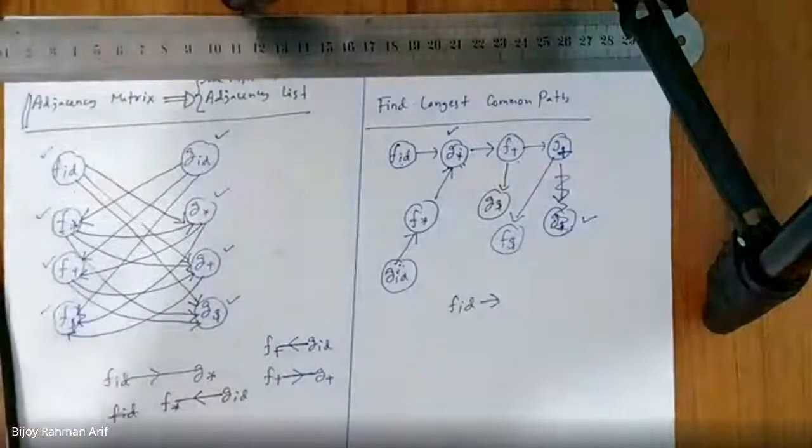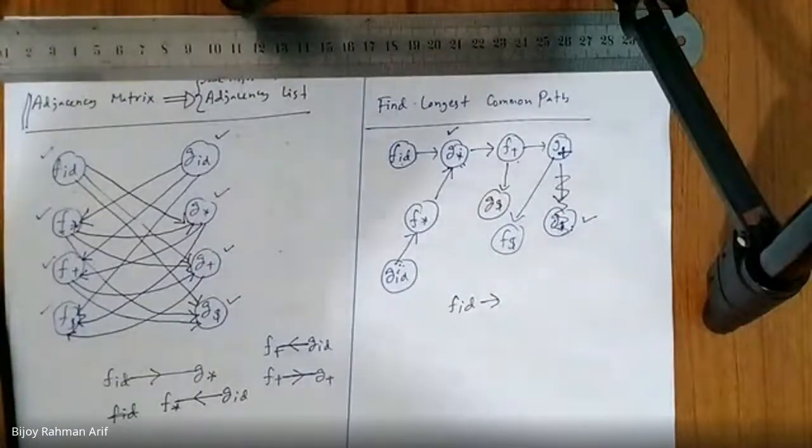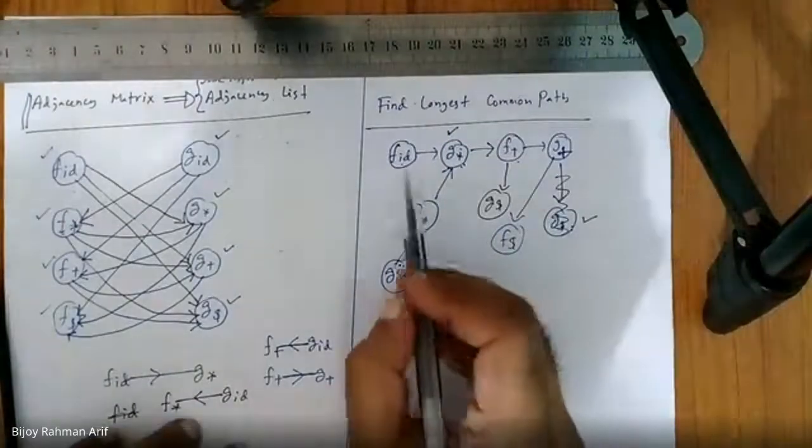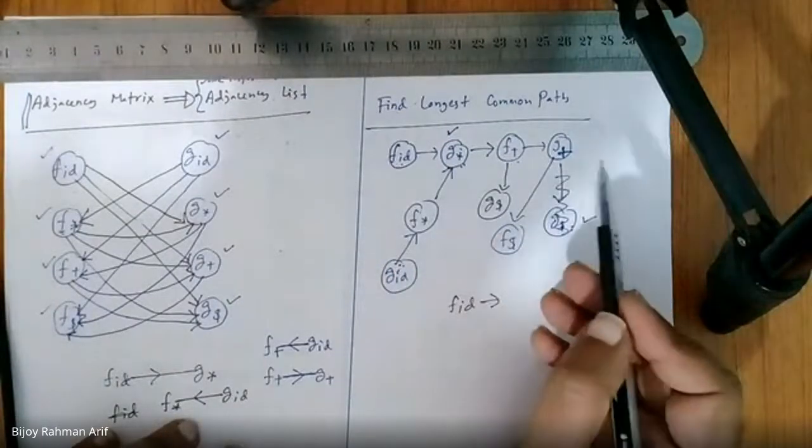Yes, thank you. Simple. Now is it all right? F plus goes to G dollar. Thank you, good observation. Now FID has 1, 2, 3, 4, 5.